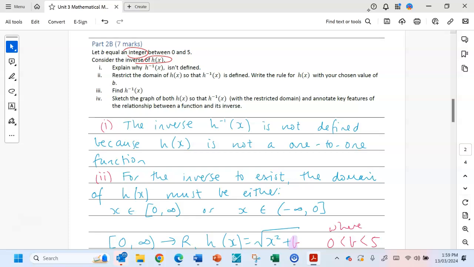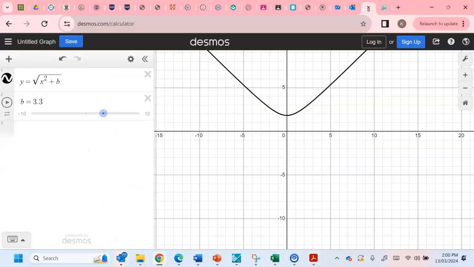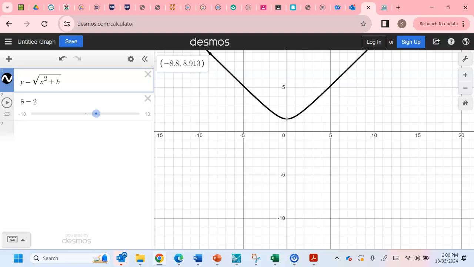So for the inverse to exist, the domain of h of x must be either. So we're either taking the positive or we're taking the negative part of it. So if I just go back to the graph, okay, let's make it b equals 2. Okay, so you're either taking this part, all right, so that section or this section, all right, so just restricting your domain to make it one-to-one.